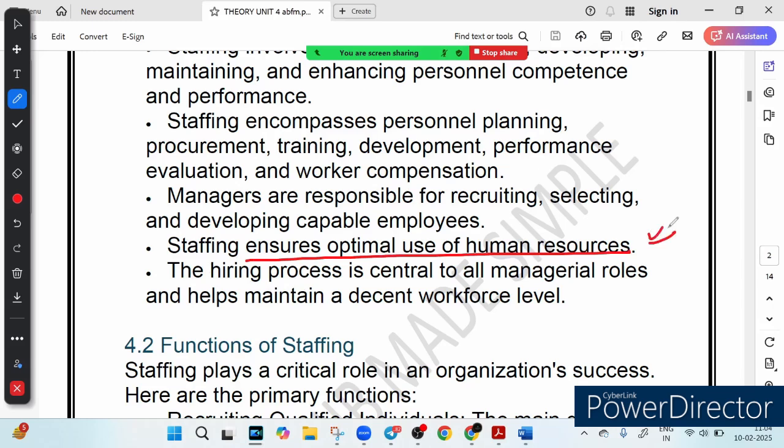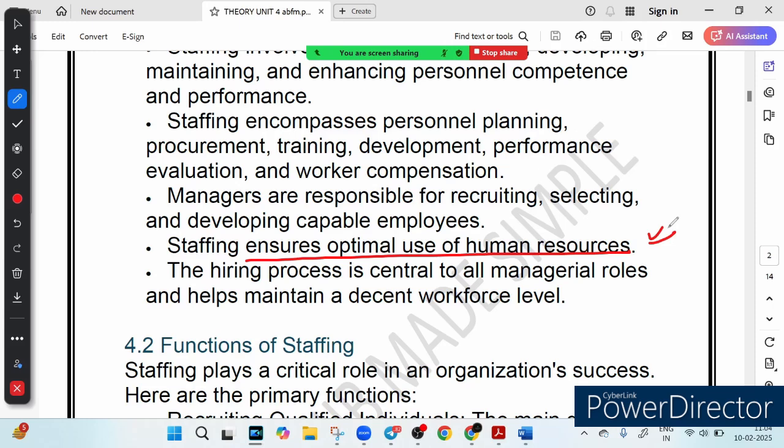And remember, understanding staffing is not just theory. The knowledge can help you tackle both real life HR challenges and ace your exam questions. So stay tuned for more practical insights like this. I hope this makes your concept clear on why staffing is super important. Then we have the next topic that we call function of staffing.